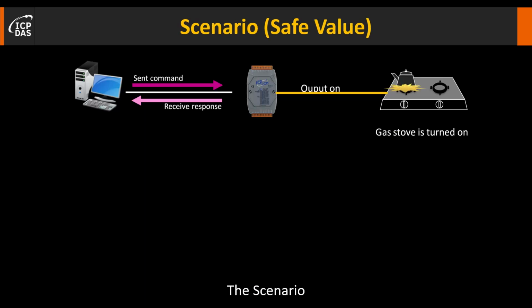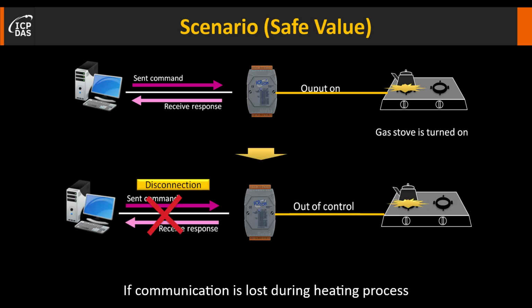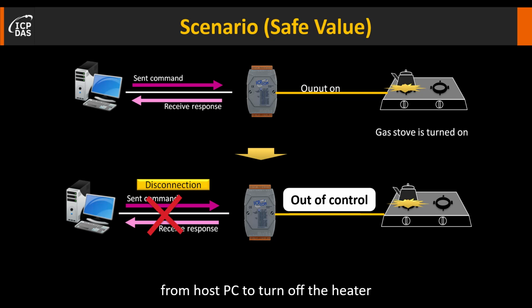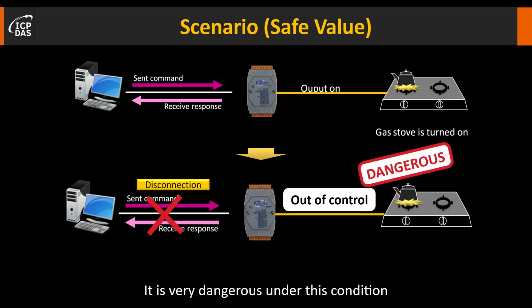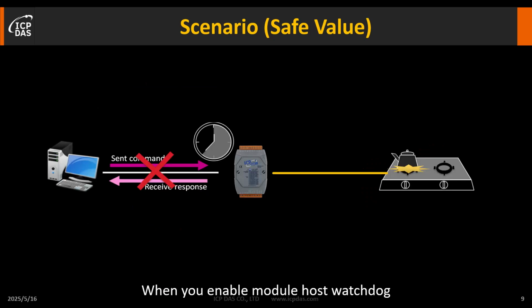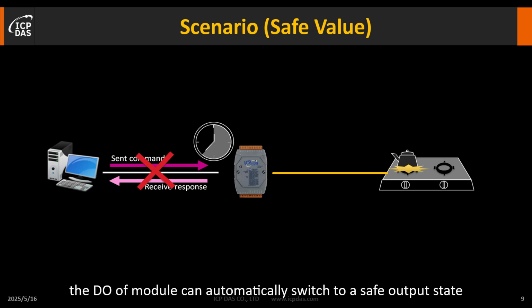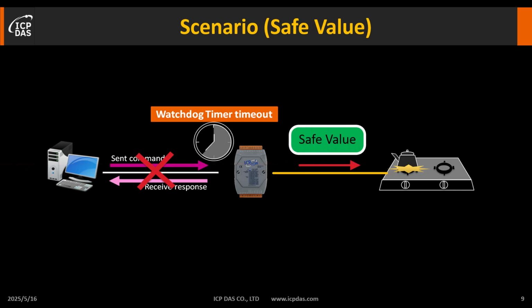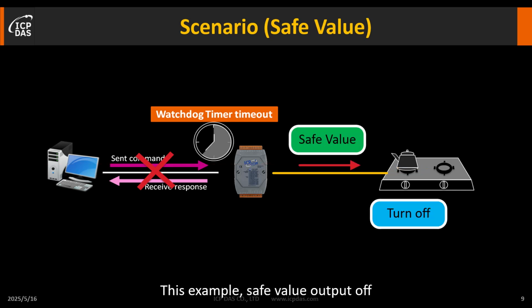The scenario: a PC handles remote gas stove on/off control by using an output I/O module via RS-485. If communication is lost during the heating process, the output module cannot receive any commands from the host PC to turn off the heater. It is very dangerous under this condition. When you enable the module host watchdog, the DO of the module can automatically switch to a safe output state. In this example, the safe value output is off.